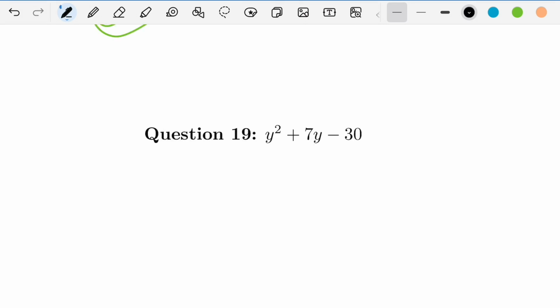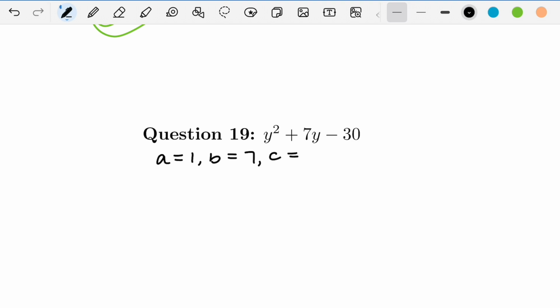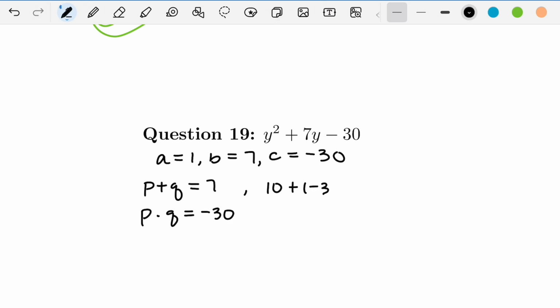Let's look at another example similar to the last one here. In this case, a is going to be 1, b is equal to 7, and c is going to be equal to minus 30. So we want to find numbers p and q that'll add together to be b, or 7 in this case, and multiply together to give us minus 30. Now, two numbers that come to mind are going to be 10 and minus 3.